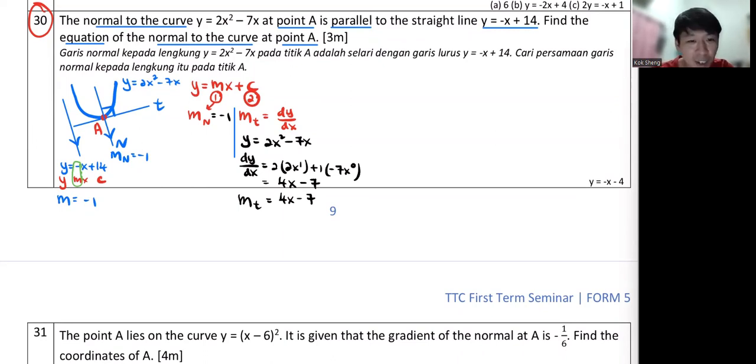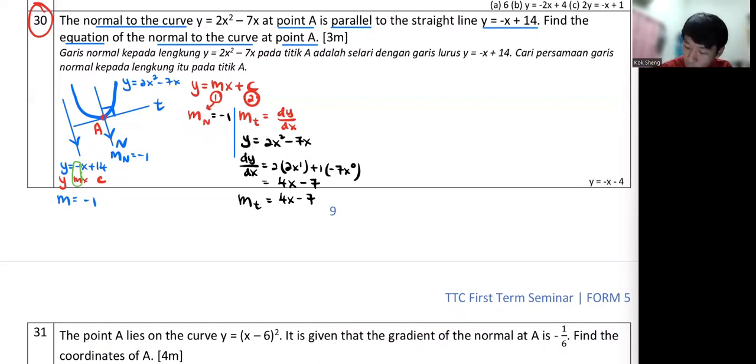Okay, so continue here. So 4x minus 7. From here, how are we going to find the point A? Besides the 4x minus 7, we can get one more mt. Where is another mt left? Back to just now, the normal. Normal is -1, the gradient.